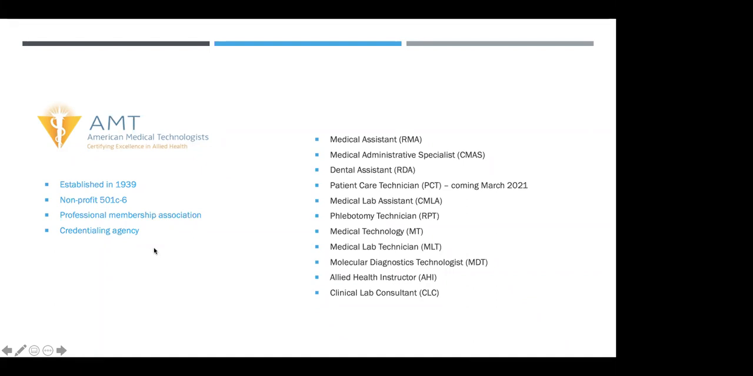In addition to medical assisting, we also have a number of other allied health professions that we provide certification exams for, and those are listed here as well. So it shows you the depth and breadth of what we do and how we operate in the allied health space. Okay, next slide, please.